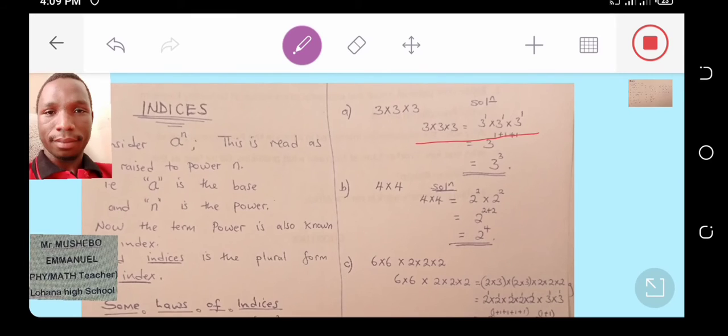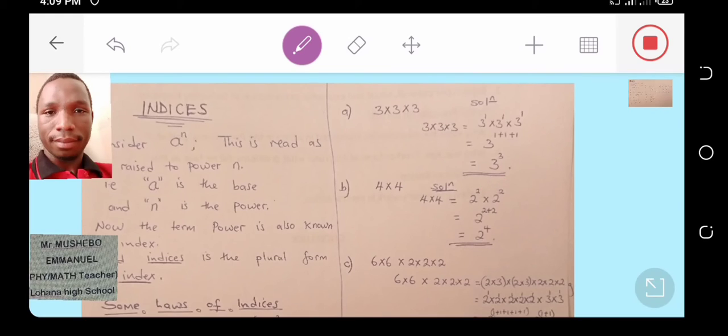There's a silent power on them, which is not indicated. So using the first law of indices, when we are multiplying indices whose bases are the same, we simply add the powers, and therefore here the answer is 3 to power 3.